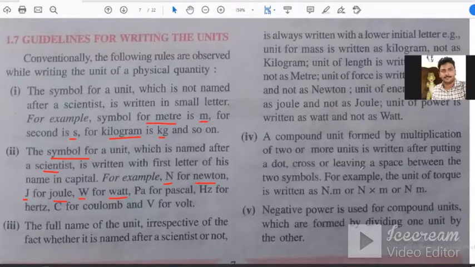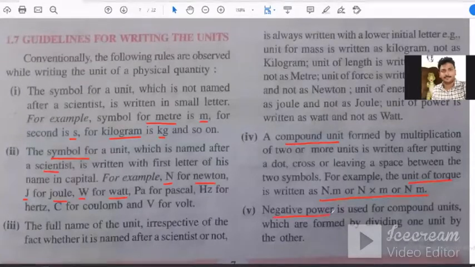Clear? Now, sometimes we write 2 units, a combination of units, that's a compound unit. For example, the unit of torque or moment. Torque is also called moment. You have studied it in 8th standard. Its SI unit is Newton meter. You can write it in 3 different ways, and all are right. Either you write N dot m, N cross m, or N space m. All the things are the same.